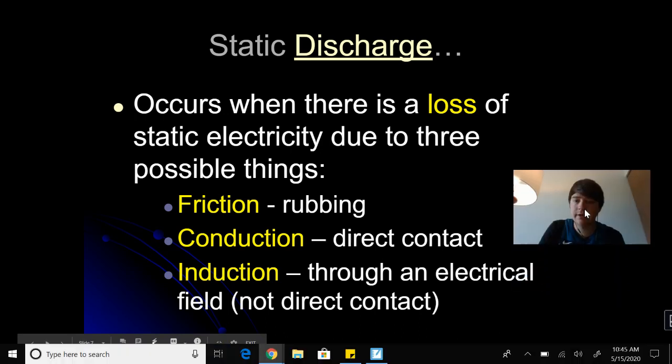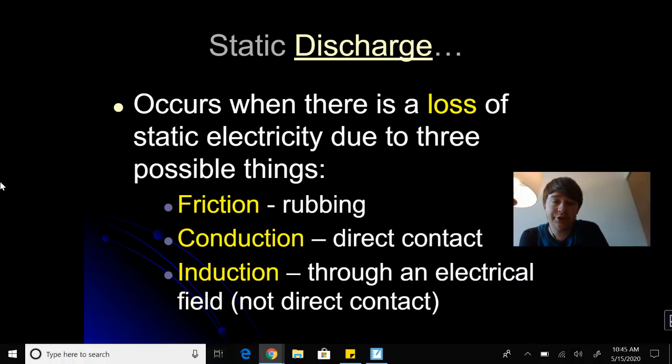So if we build up a charge, a discharge is when there's a loss of static electricity due to three possible things. Could be friction, could be conduction, and it could be induction. Unfortunately, we're not in class, but we actually have a pretty cool demonstration, and maybe we'll post a resource or something like that you can watch. But essentially, these are the three ways that we can transfer those electrons.